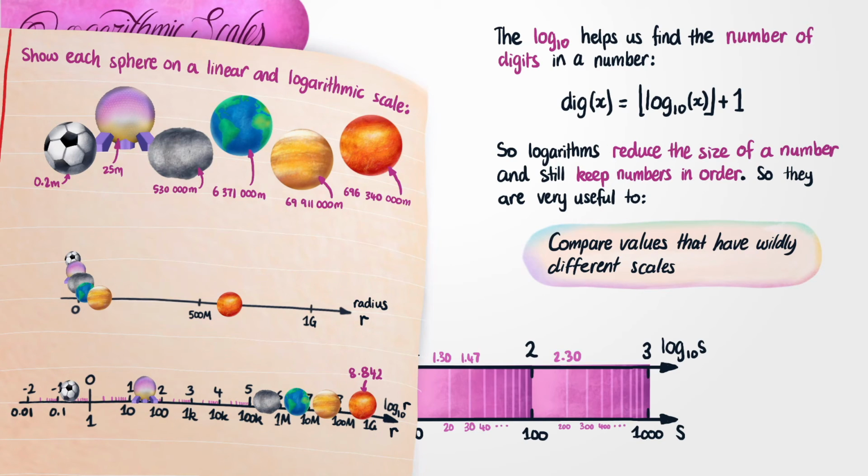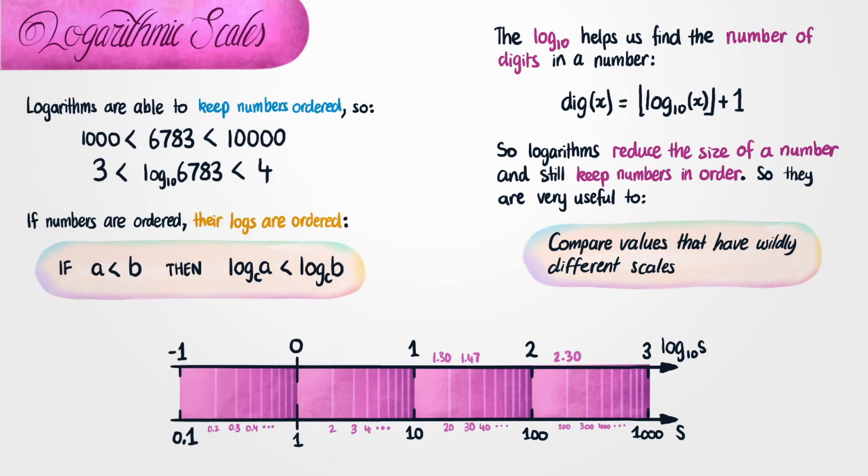But that just about completes the example I wanted to show you. So let's go ahead and summarize the lesson. In this lesson, we talked about logarithmic scales. And we said that logarithms have a few special properties that allow us to construct logarithmic scales like this one. For starters, we said that if you have some number like 6783, it's going to be between 1000 and 10,000, and therefore its logarithm is going to be between 3 and 4. Or, more generally, if we know that some number a is smaller than another number b, then the logarithm of a is always going to be smaller than the logarithm of b.